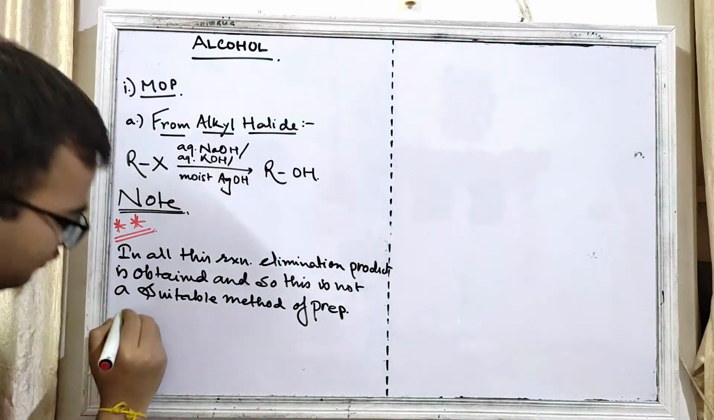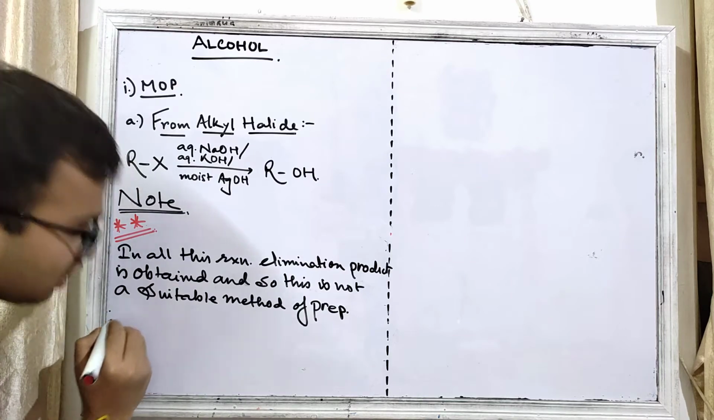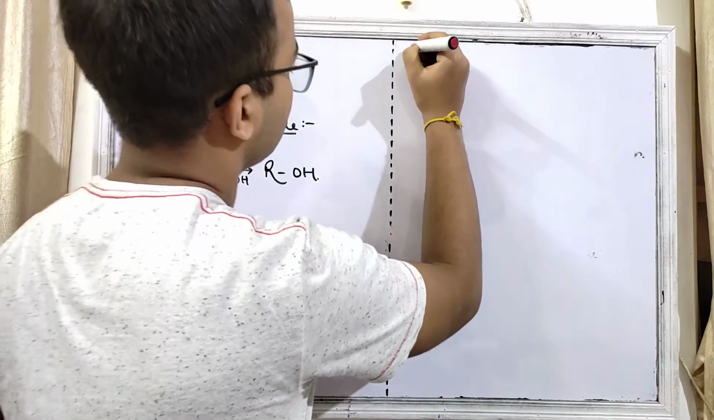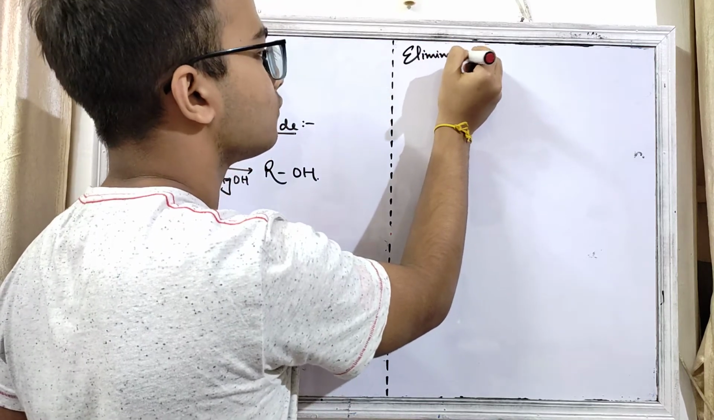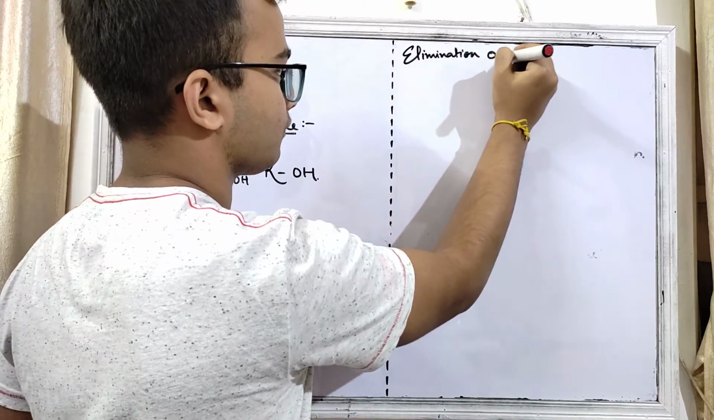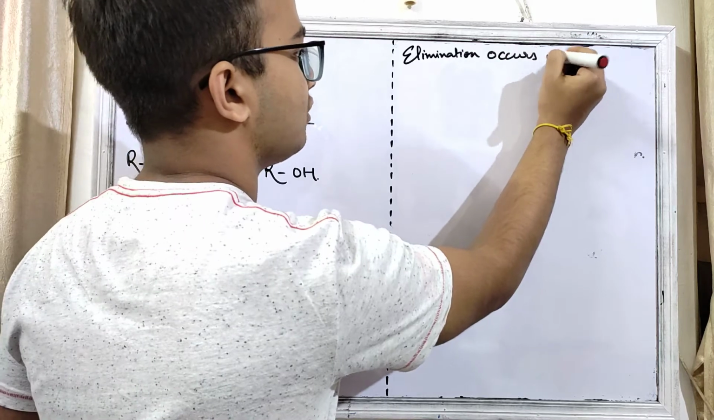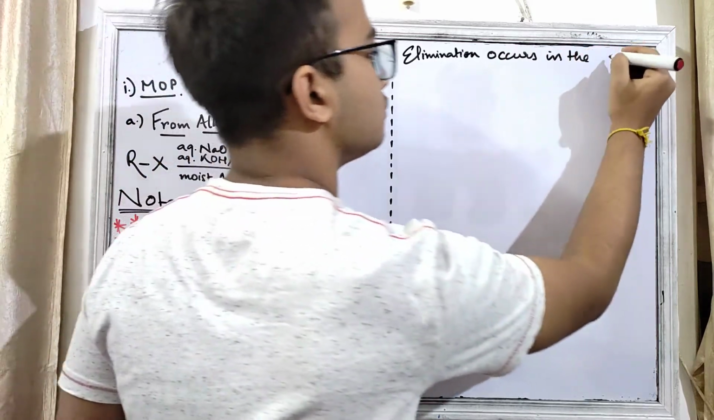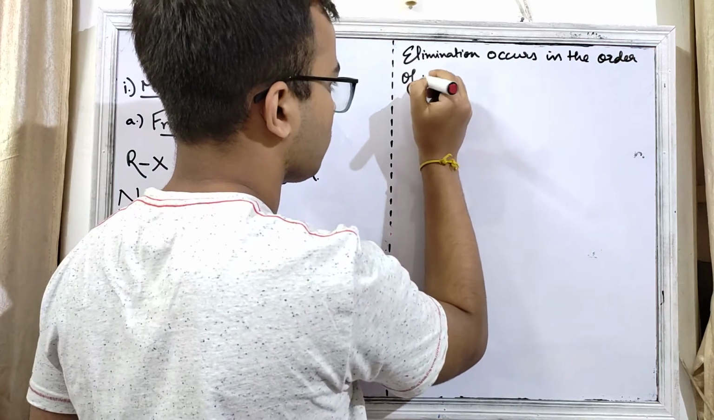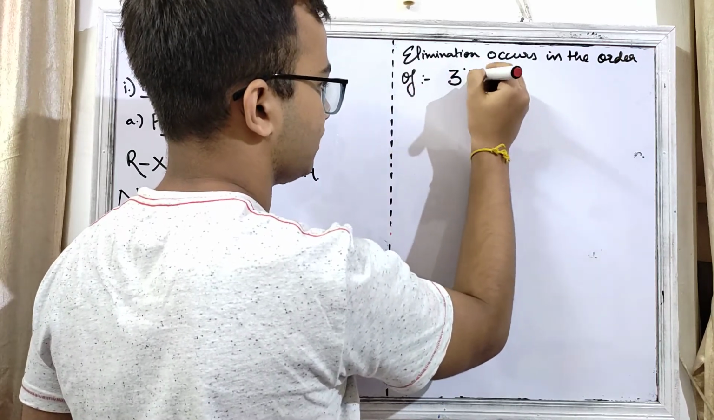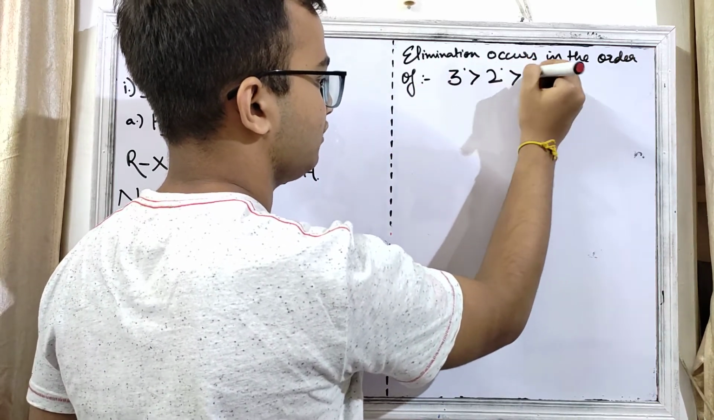Okay, so right here, let's write over here, elimination occurs in the order of 3 degree greater than 2 degree greater than 1 degree.